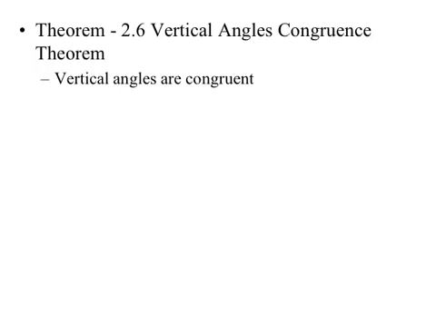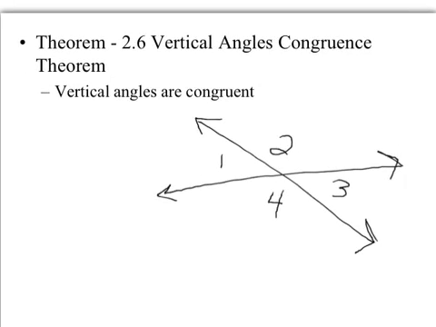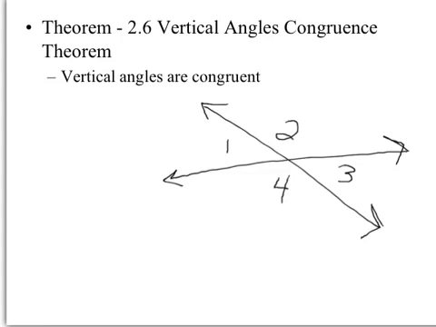Theorem 2.6, vertical angle congruence theorem. Vertical angles are congruent. This is the one that I keep wanting to use with you guys, but I hadn't taught it to you yet, so I couldn't use it. All this theorem tells us is that angle 1 is congruent to angle 3. Angle 2 is congruent to angle 4.